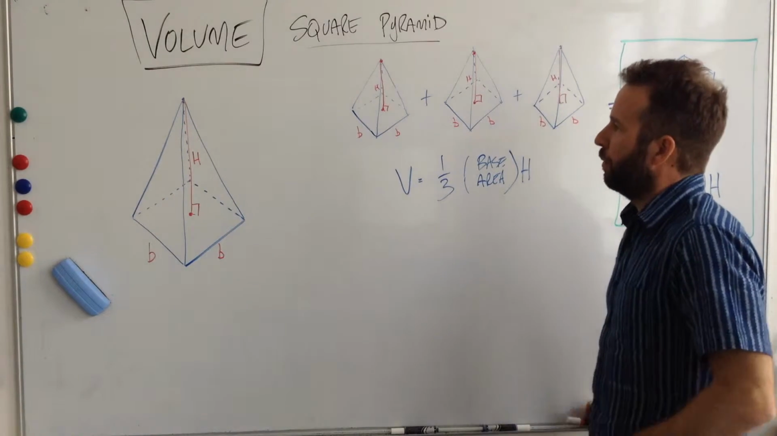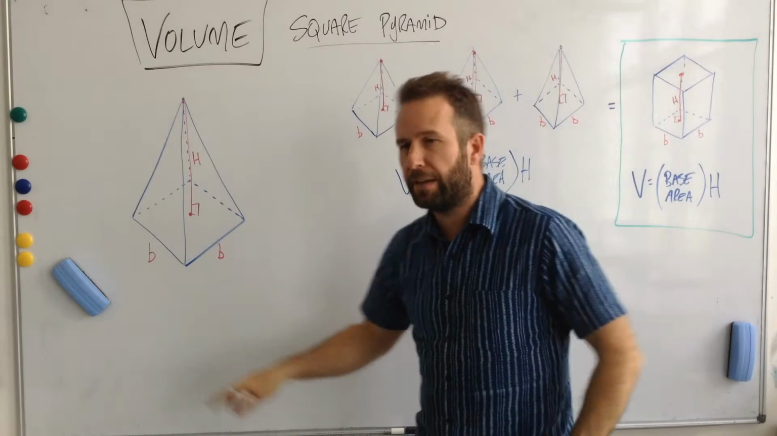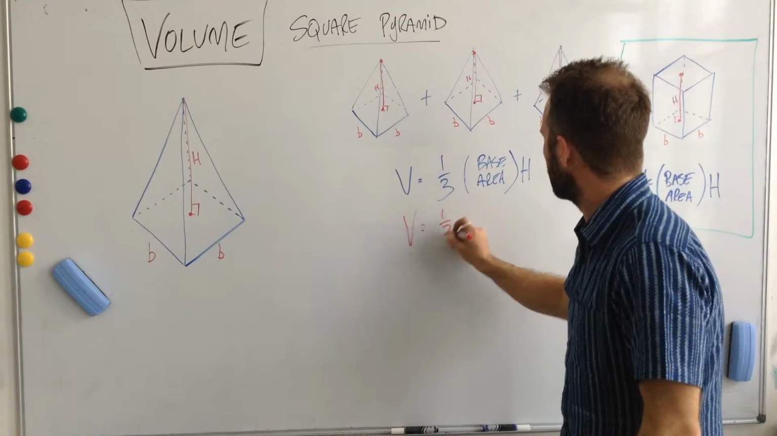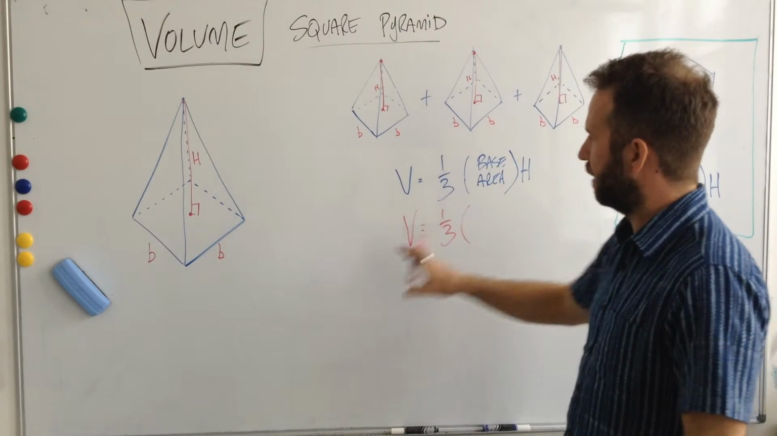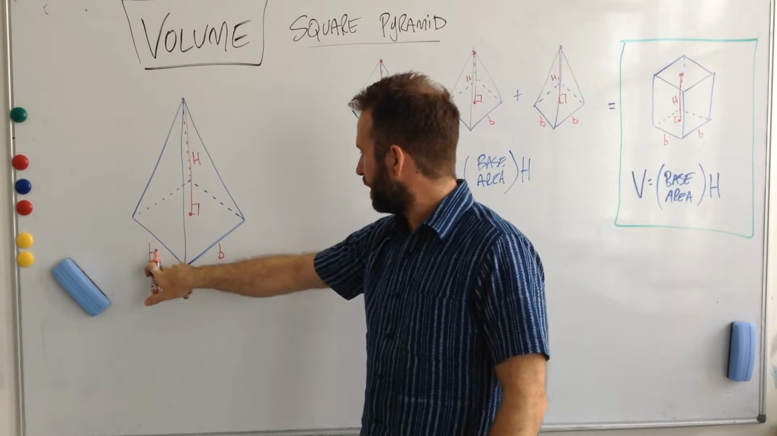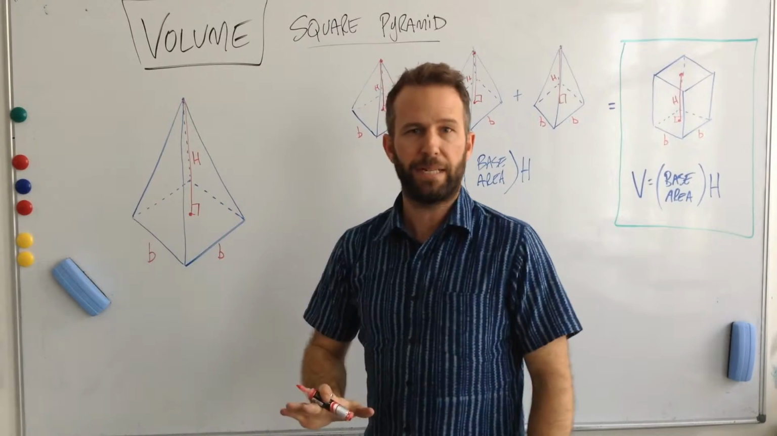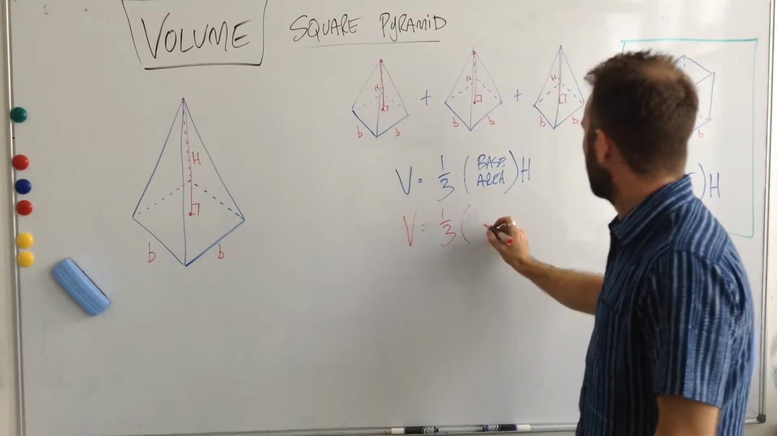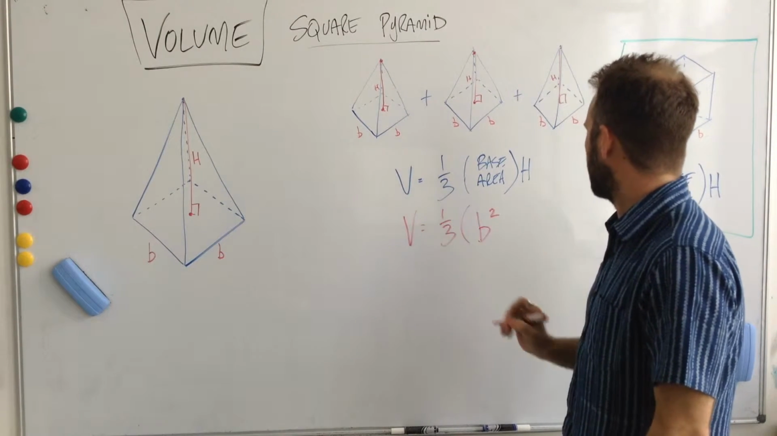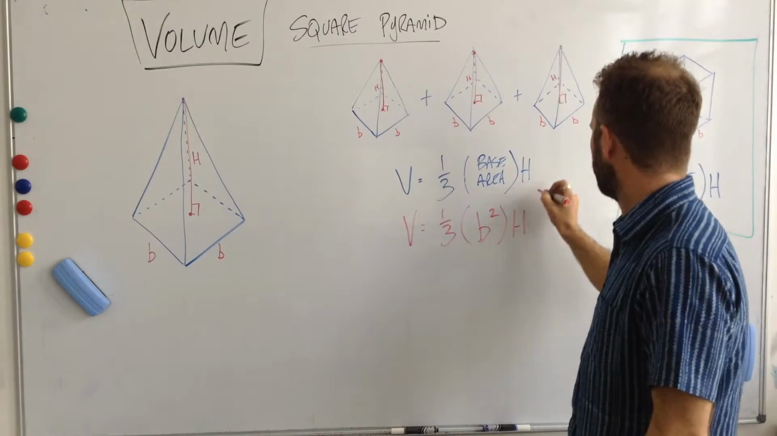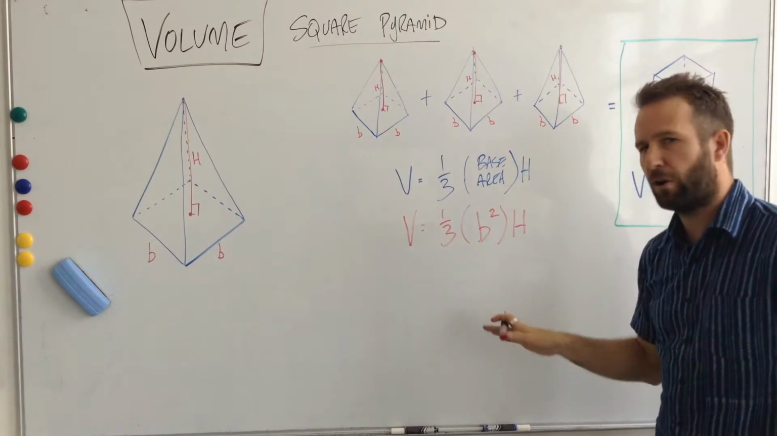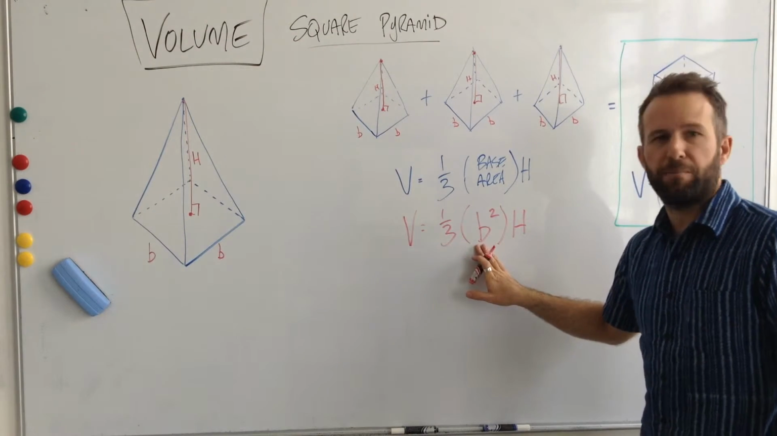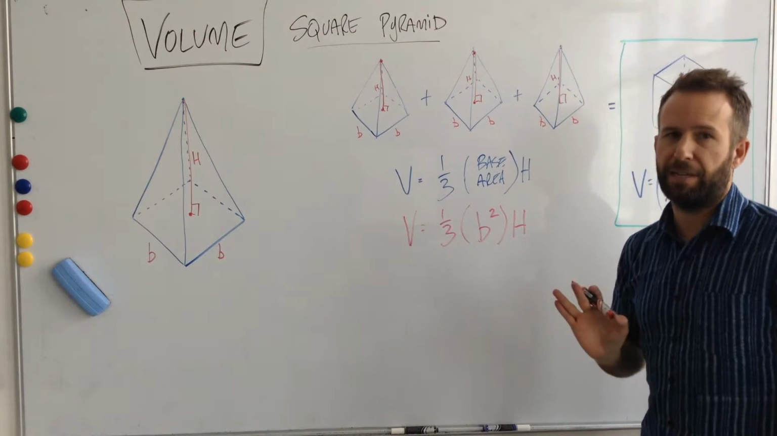Now, because we're dealing with a square pyramid, what we can do is we can say that the volume is 1/3 of the base area. Now the base area here is B multiplied by B, of course, to get that rectangular base. And in this case, it's a square. So we have B times B. In other words, we have B squared. And that gets multiplied by big H. So here is our formula for the volume of a square pyramid: 1/3 multiplied by B squared multiplied by big H.